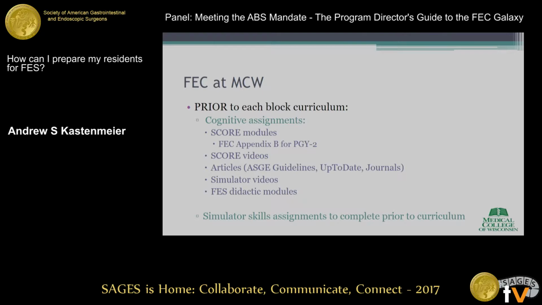So at our block curriculums, prior to each curriculum, they have a cognitive didactic assignment. And the resources that I use for this are the SCORE modules that are linked to our FEC document. In the PGY 2 year, I use the clinical items in Appendix B of the document. I use the SCORE videos. I use articles that I've selected out of the ASGE guidelines, UpToDate, and some journal articles.